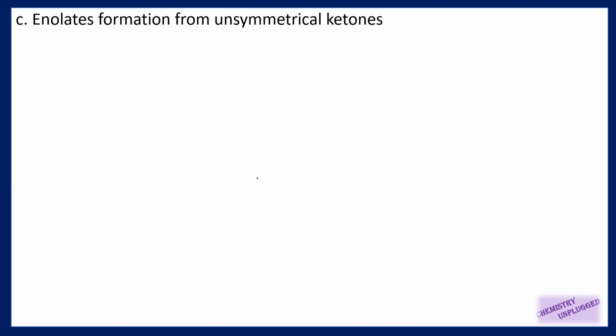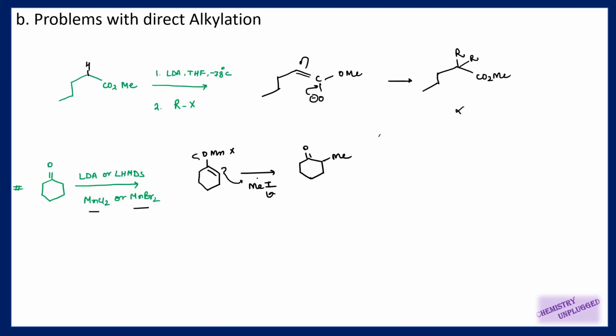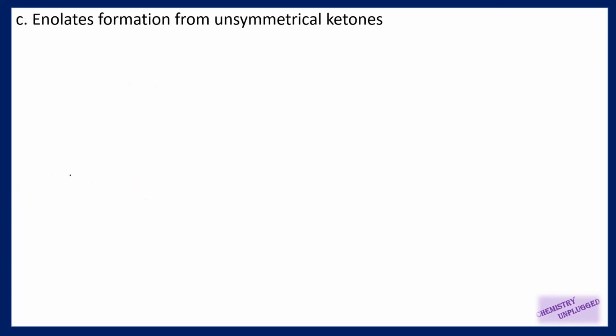But this is not the only way we can do alkylation, because in this case our ketone is symmetrical in nature, so we can use such enolates. But most of the time our ketones are not symmetrical in nature. So what about unsymmetrical ketones?